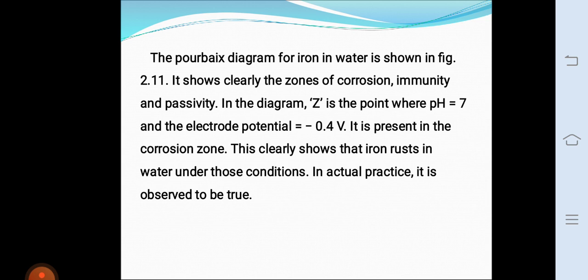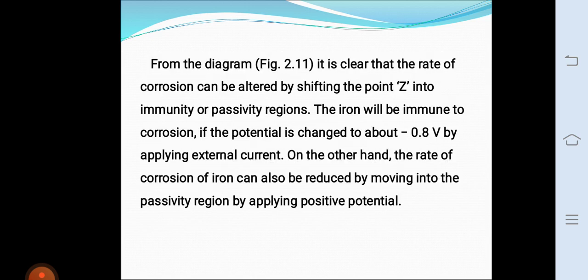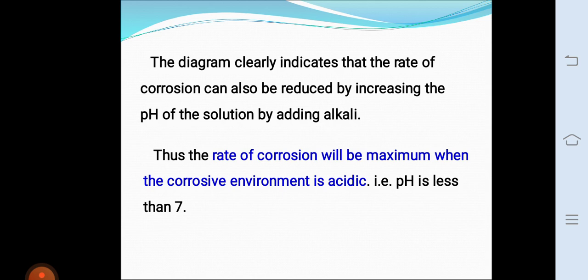The rate of corrosion of iron can also be reduced by moving the passivity region by applying the positive potential to the metal. From this, the rate of corrosion will be maximum when the corrosive environment is acidic. That means pH is less than 7. The diagram clearly indicates that the rate of corrosion is also reduced by increasing the pH values of the solution by adding alkali.